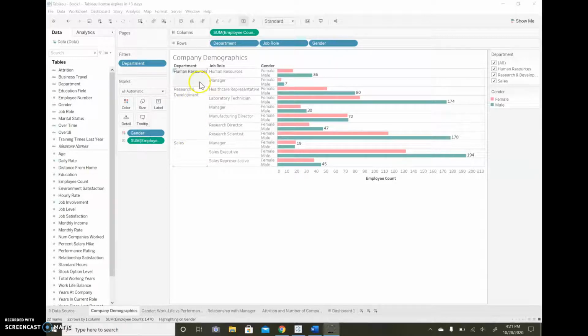As you can see, human resources is split between human resources manager, research and development, and the various job roles underneath, and then sales and the three that follow. And then from that point on, I went even further and split each job role based off gender, so we can see the number of females to males filling each job role. And it's obvious that there tends to be more males per job role than there are females.